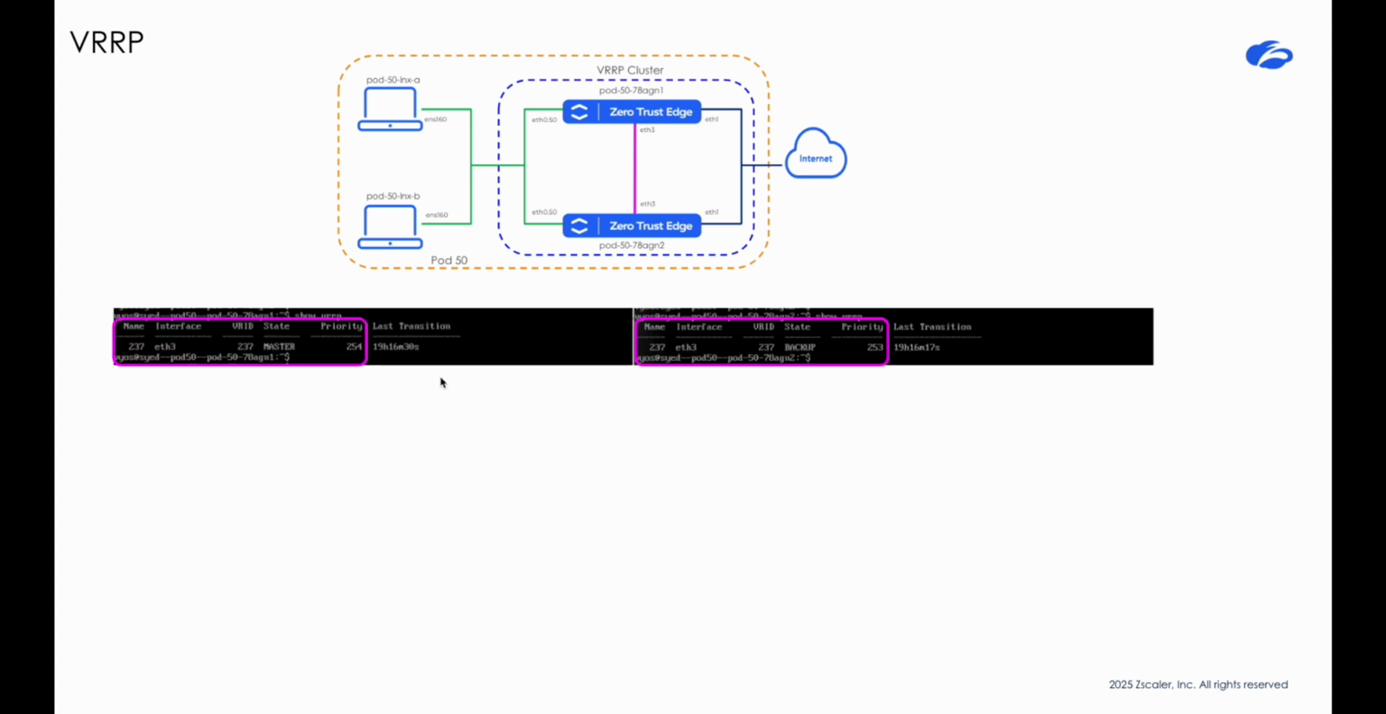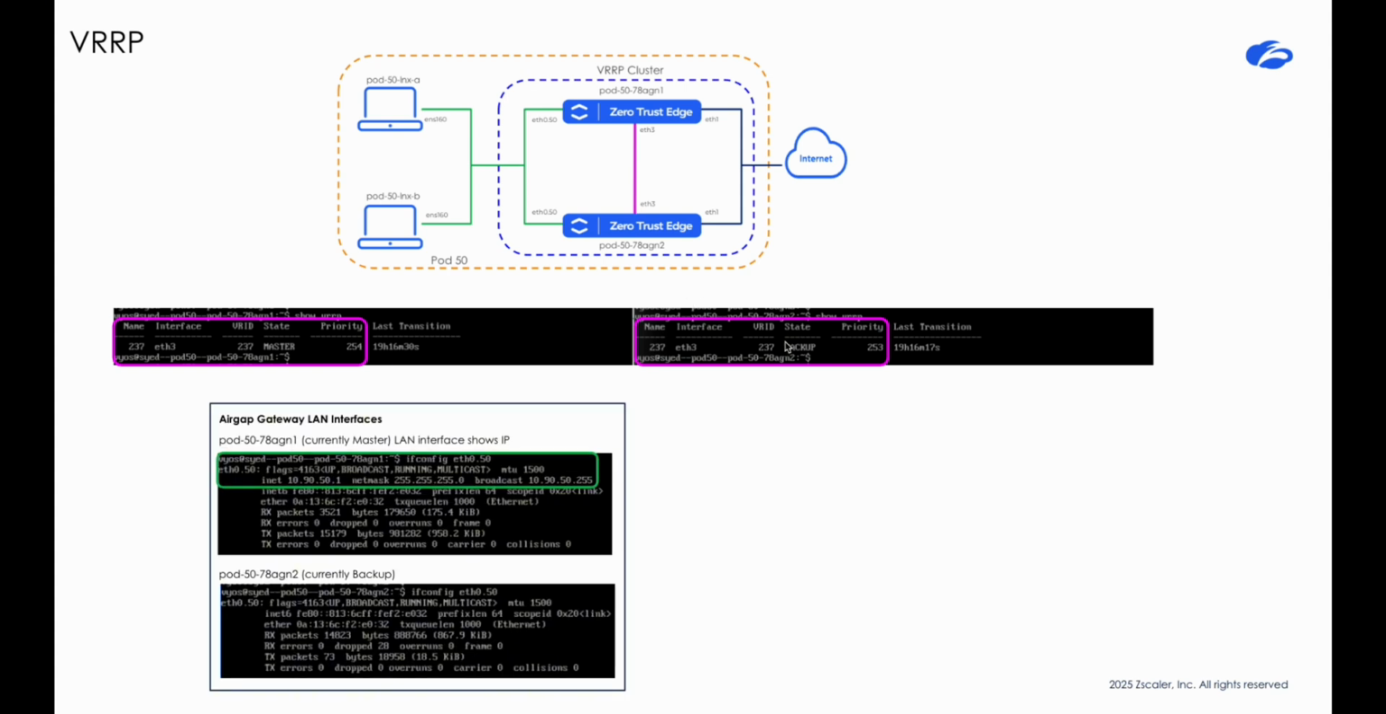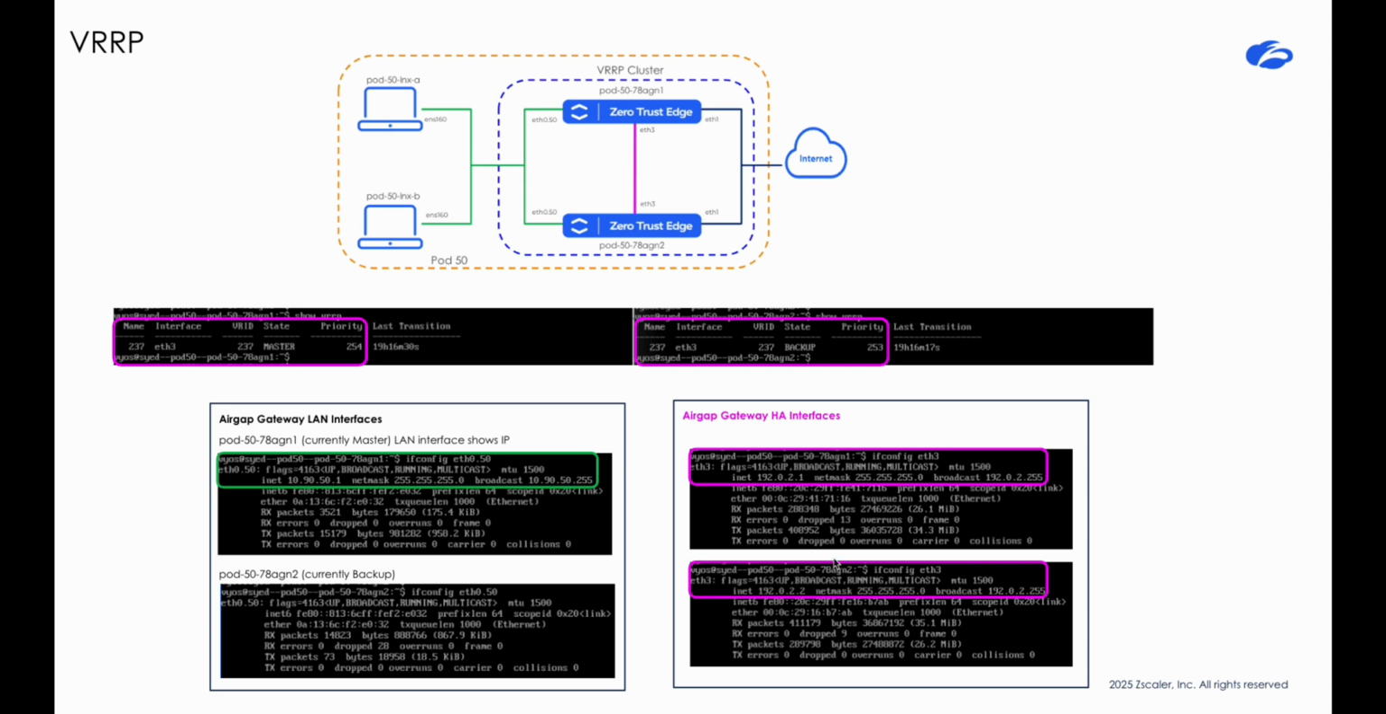Pod 50 AGN1 is the master with higher priority, while the other gateway with a lower priority is the backup. As you can see, the master owns the VIP and handles traffic forwarding. And here is our dedicated HA interface on both gateways, which is up and healthy. These interfaces are exclusively used for VRRP heartbeat and state synchronization, and are completely isolated from data traffic. So you see the logical setup, VRRP state, VIP ownership, and healthy HA link status.